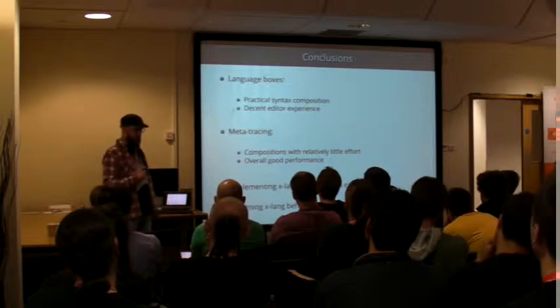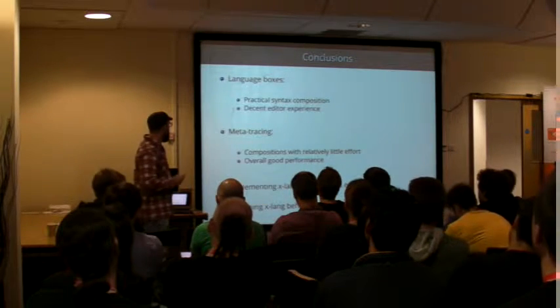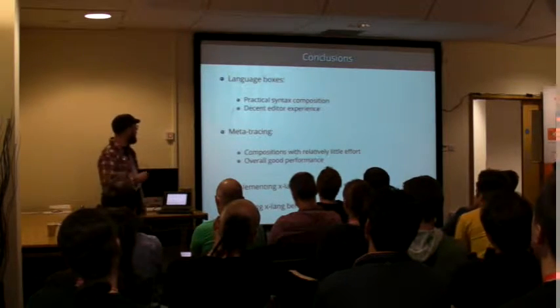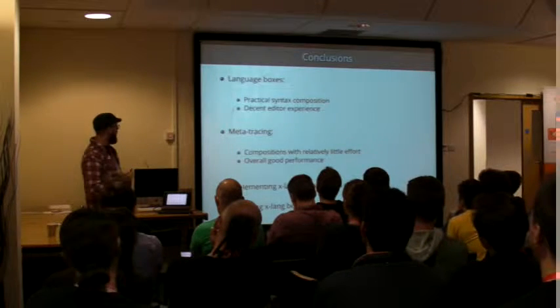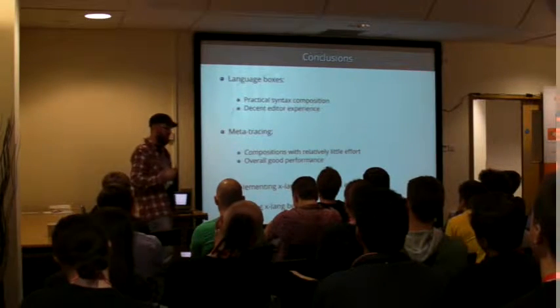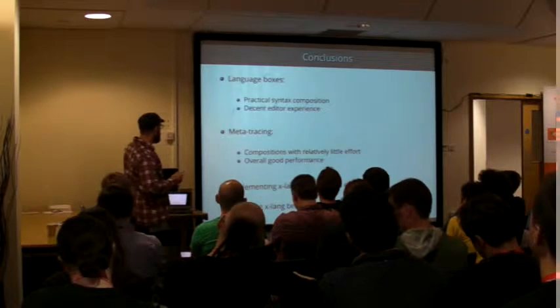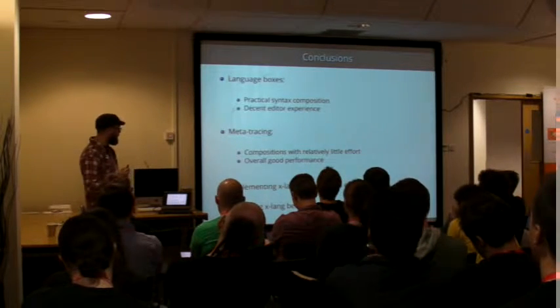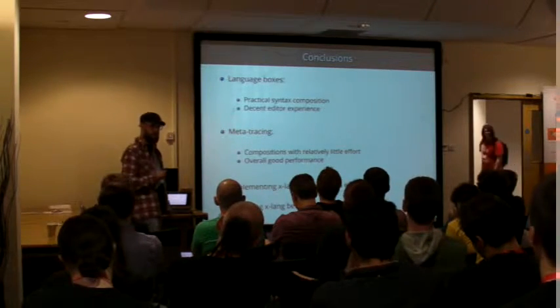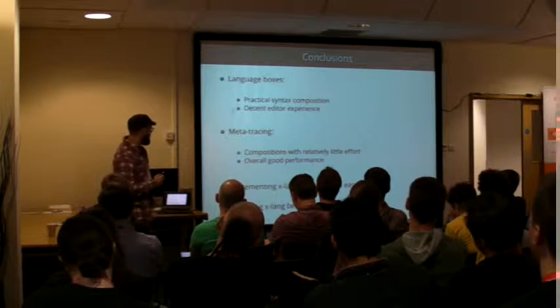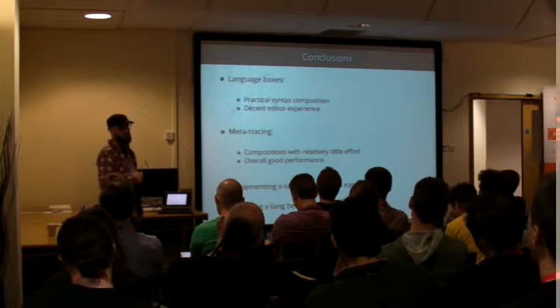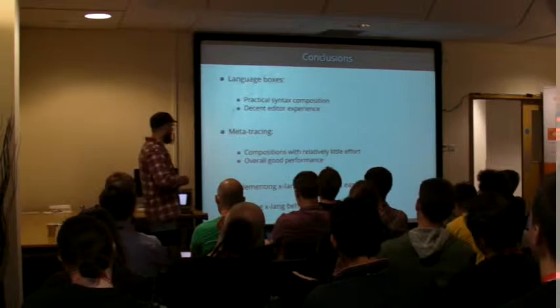Right, so now we wrap it up, because I'm running out of time. So language boxes offer a practical way of composing language syntax, whilst not giving a horrible editing experience for users. Meta tracing allows us to compose runtimes with little effort whilst retaining good performance. Implementing cross-language behaviors is easy. Designing cross-language behaviors is really hard.